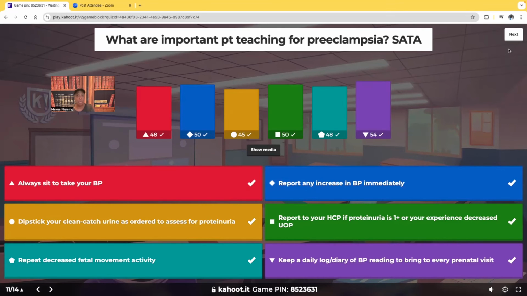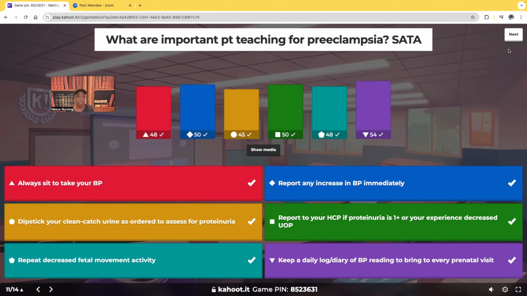You're going to tell them to report any increase in blood pressure. Any increase in blood pressure is significant in that patient that already has preeclampsia. You're going to teach them, if they're at home, they're the ones checking their urine for protein. They're going to be doing dipstick. You're going to teach them that. You're going to teach them to report if it's +1 or higher, or if there's a decrease in the urine output. Remember, we need at a minimum 30 milliliters per hour for urine output.